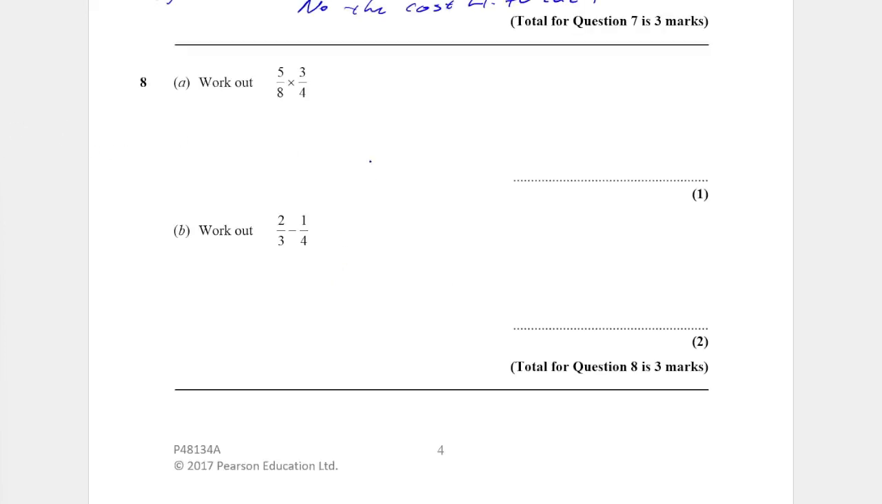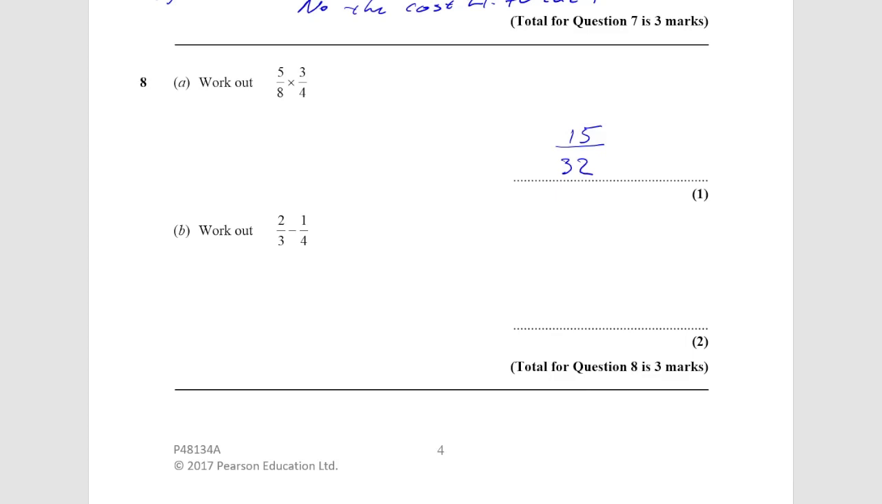Okay, question 8. We've got a bit of fractions, so work out. I always simplify before I multiply, but there's nothing wrong with simplifying second. Where I can, and in this one I can't. So when we multiply fractions, we times the numerators and times the denominators. So 5 times 3 is going to be 15, and then 8 times 4 is going to be 32. And then you simplify that if you could, but we can't.